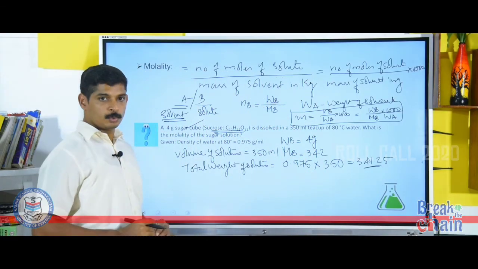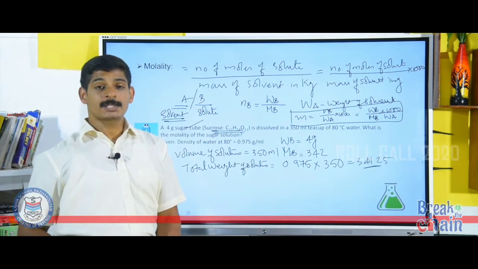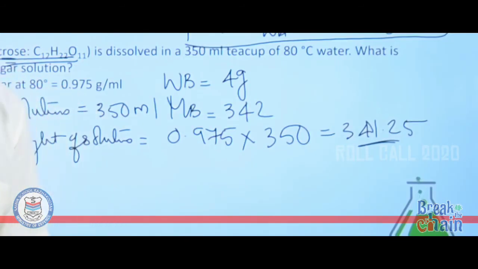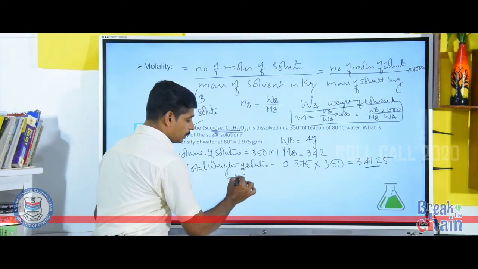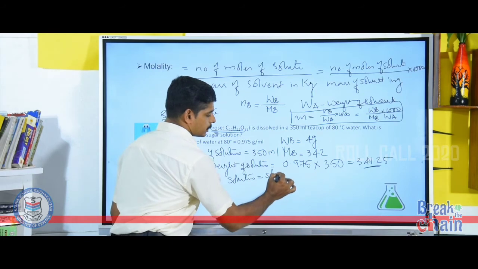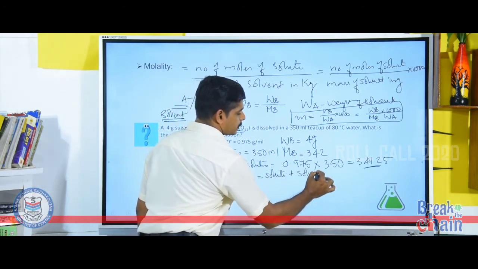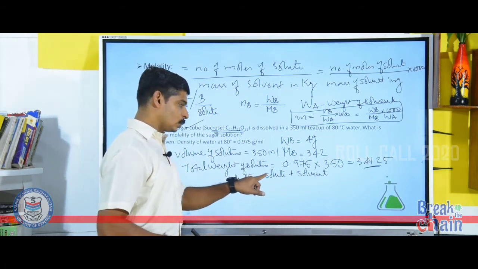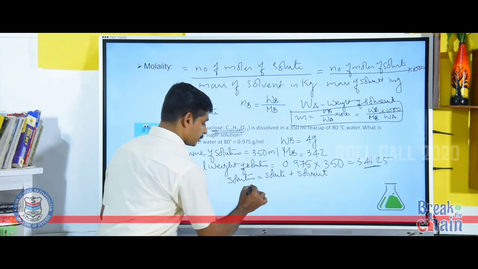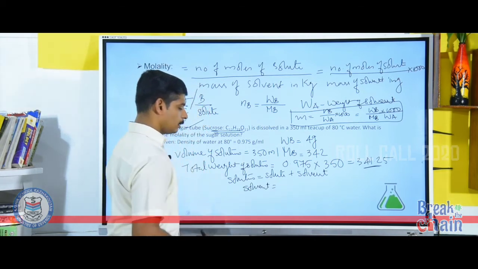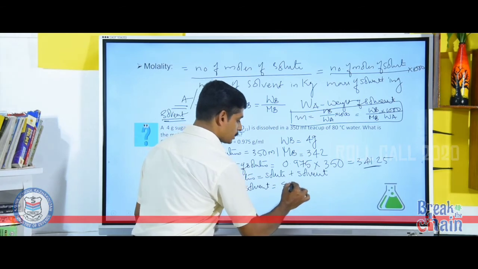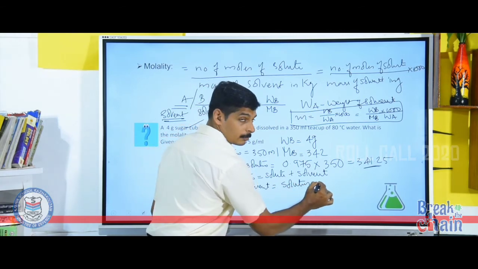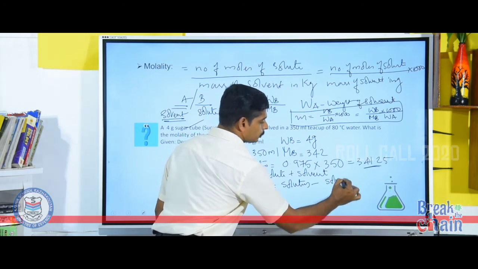Now, what are you supposed to do? You have to find out the mass of the solvent. How will you find the mass of the solvent? You know, solution is equal to solute plus solvent, isn't it? So the mass of solvent is equal to the total mass of solution minus the mass of solute.